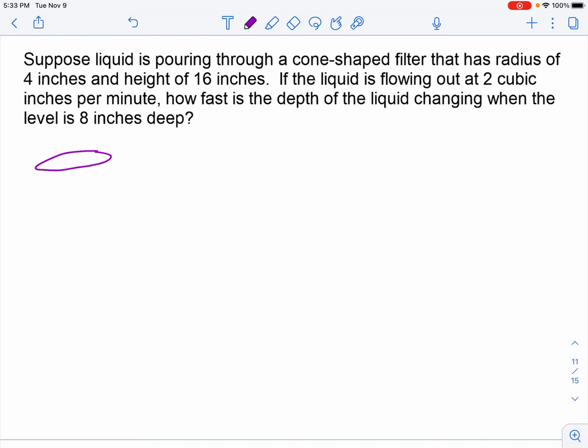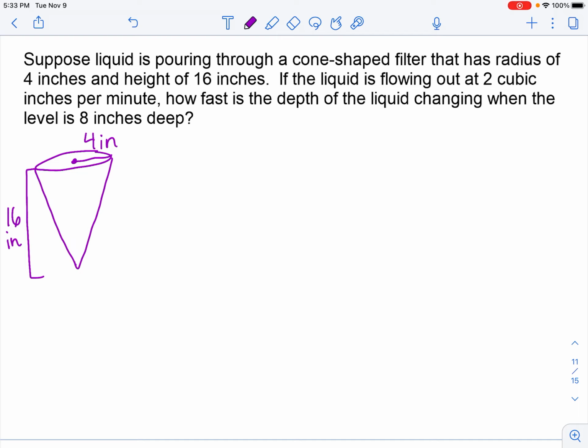Cone-shaped filter, so it's probably open at the top because we're pouring something into it, and then I've got the cone coming down, okay? And what I know about that cone is the radius up here is 4 inches. Actually, I'm not even going to write r equals. I'm just going to write 4 inches. And the height, vertical, is 16 inches. All right? Since that's the size of the actual filter, none of those numbers are changing. Okay? Those are fixed values.